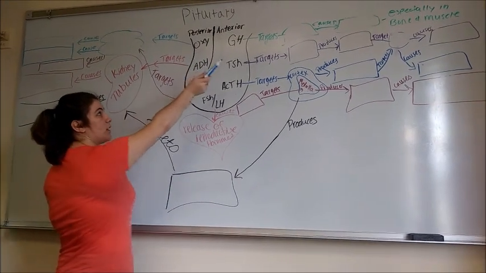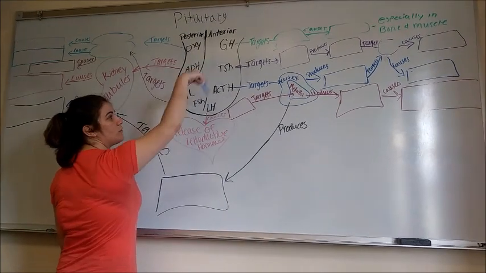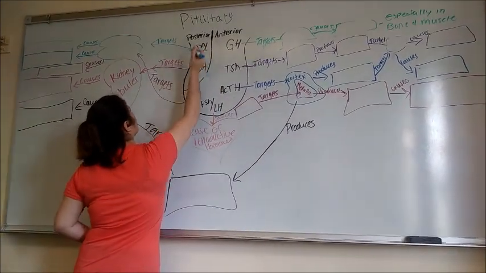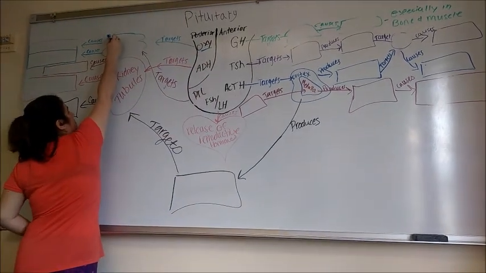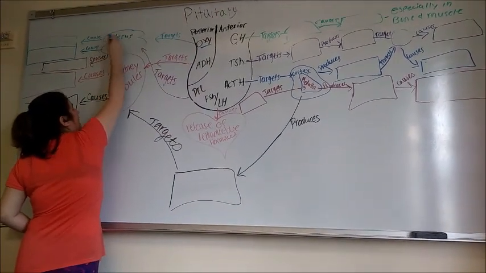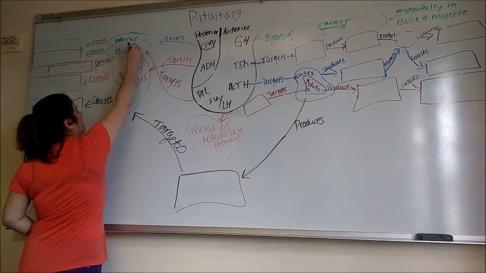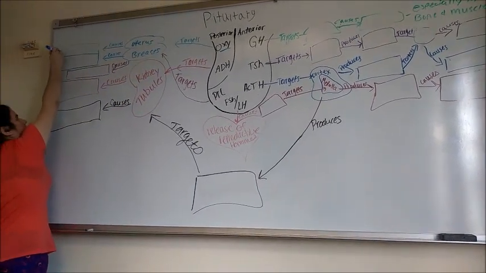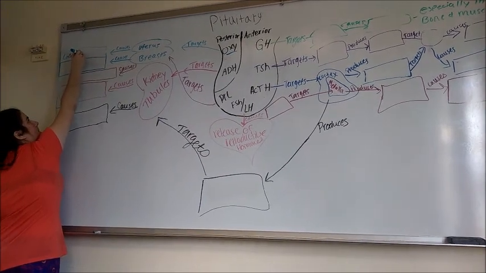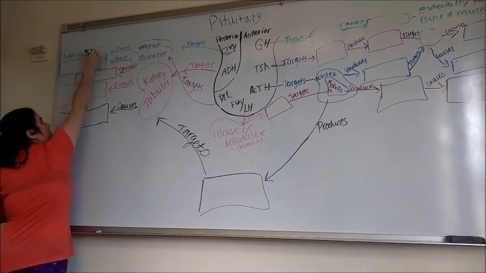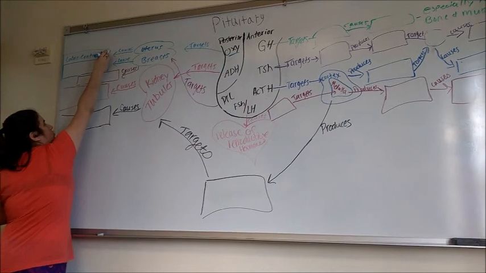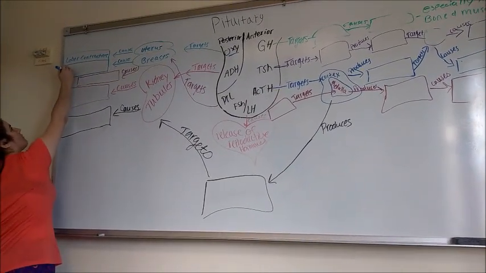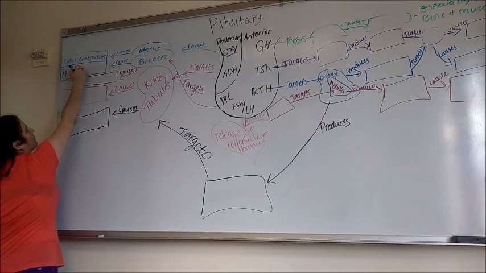This is the pituitary gland, posterior and anterior, the hormones that it produces and what they do. So we're going to start with oxytocin, which targets the uterus and the breasts. When it targets the uterus, it causes labor contractions. And when it targets the breast, it causes milk letdown.